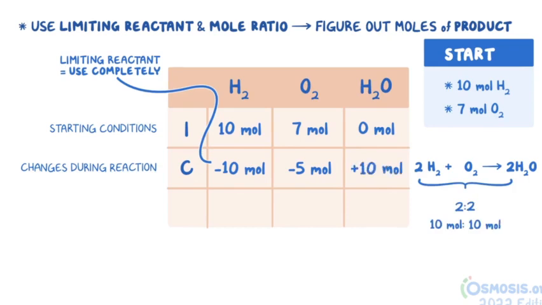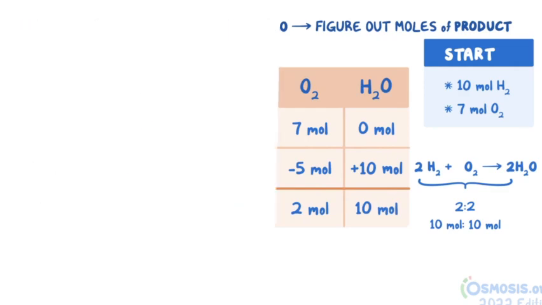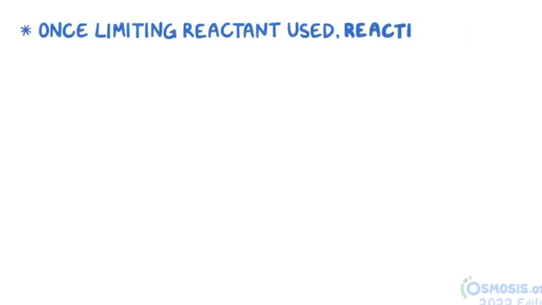In the third row, row F, we calculate the final number of moles of each chemical in the reaction. Adding everything together, we're left with 2 moles of leftover oxygen, 10 moles of water, and 0 moles of hydrogen remaining. Which makes sense because hydrogen is our limiting reagent. It's important to remember that once the limiting reactant is used up, the reaction will stop.